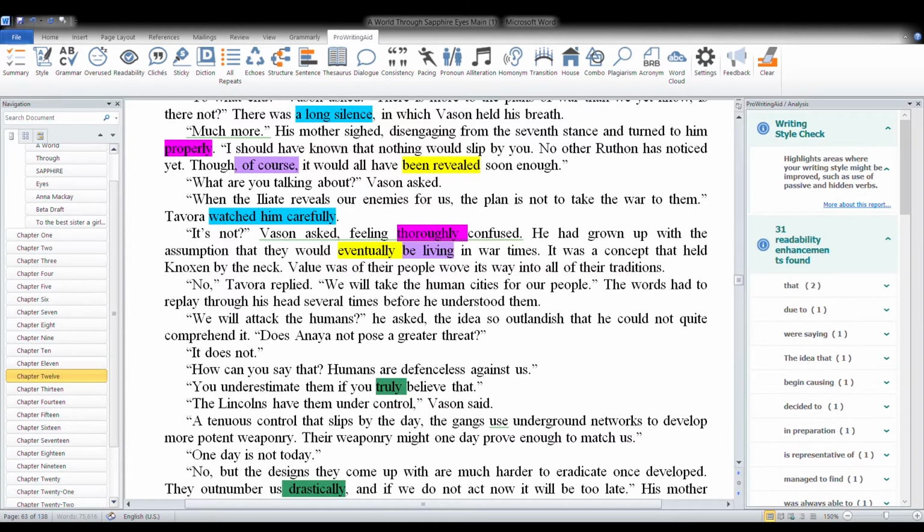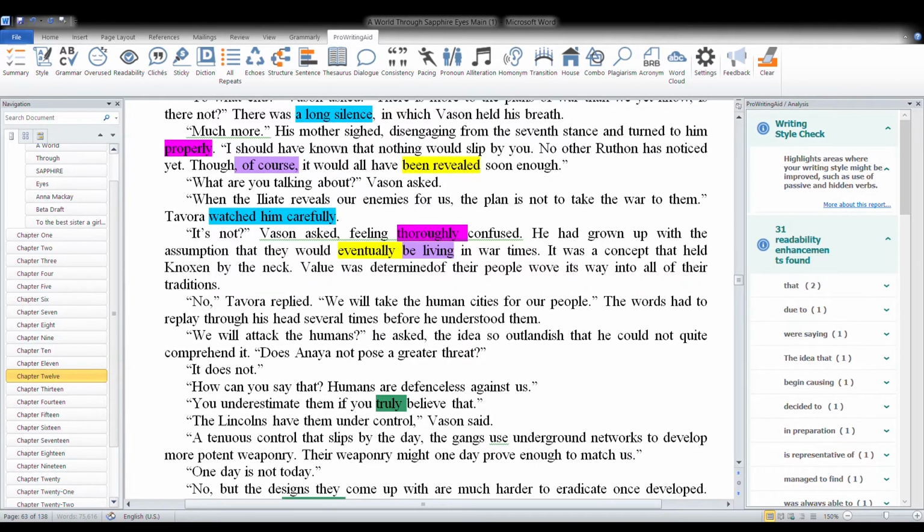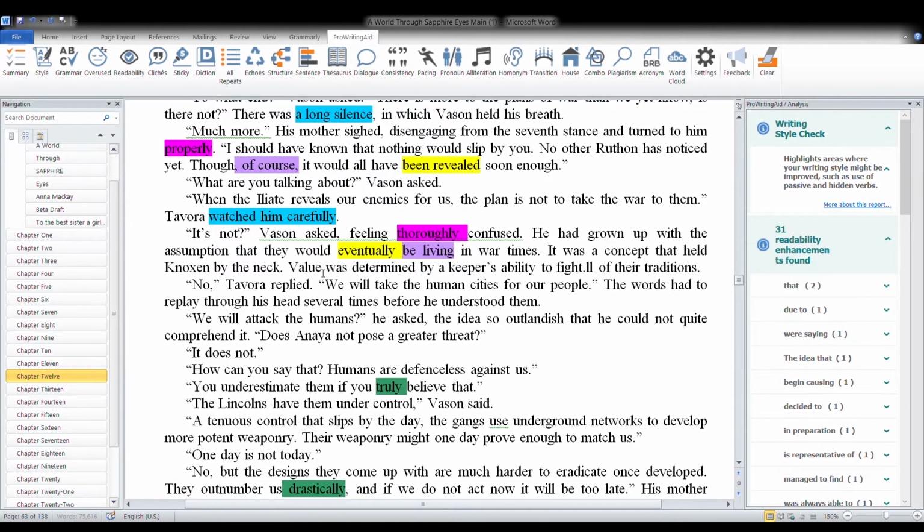Value was determined by a keeper's to fight. I actually am just changing it completely because I realized that what I'm trying to communicate is a lot simpler than the way I was trying to explain it.